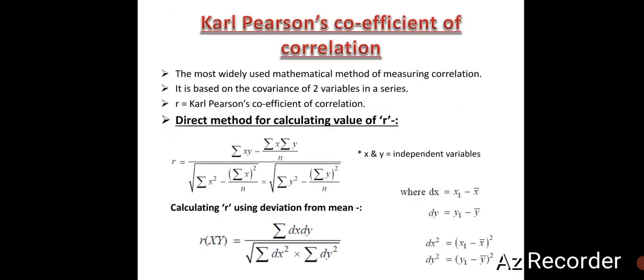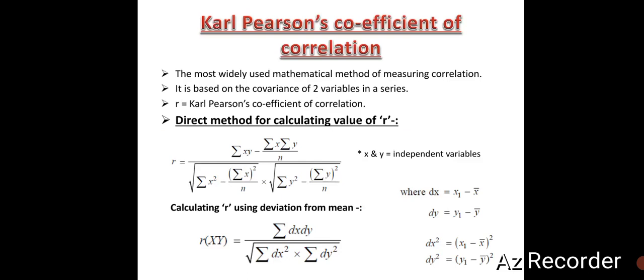Now, we consider the mathematical basis, which is the most accepted, because it gives us the most accurate values, the mathematical values. The earlier scatter diagram was just an overview, not giving accurate values, but in Karl Pearson's method we get the accurate value. So it is the most widely used mathematical method of measuring correlation. It is based on the covariance of two variables in a series. Here R is called Karl Pearson's coefficient of correlation.